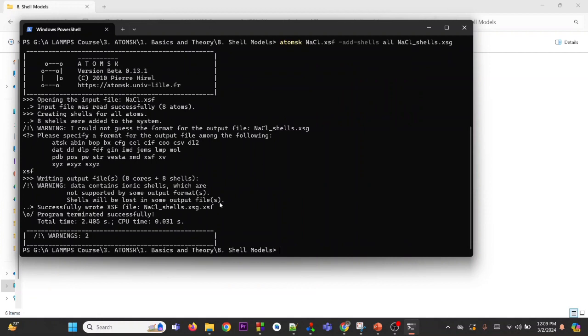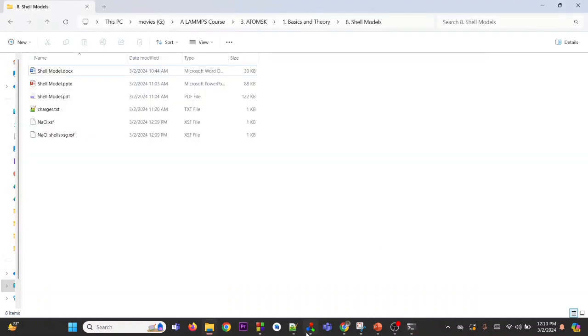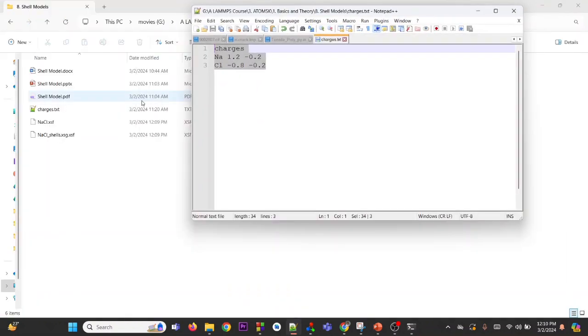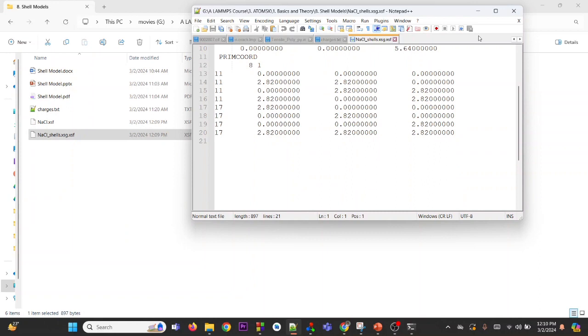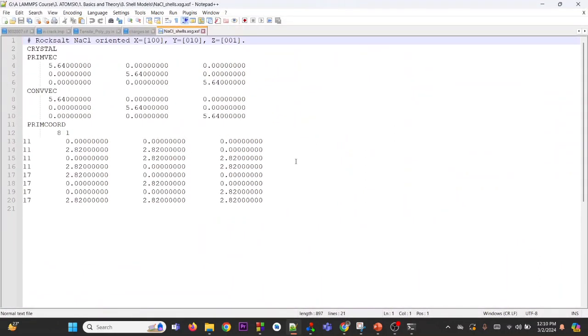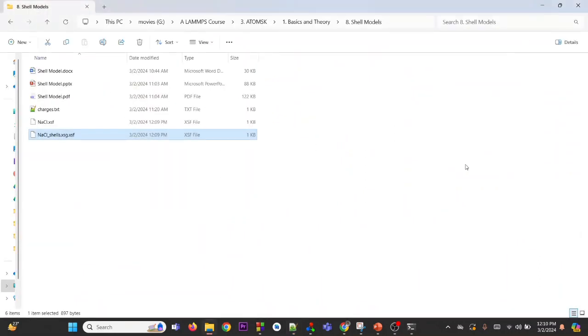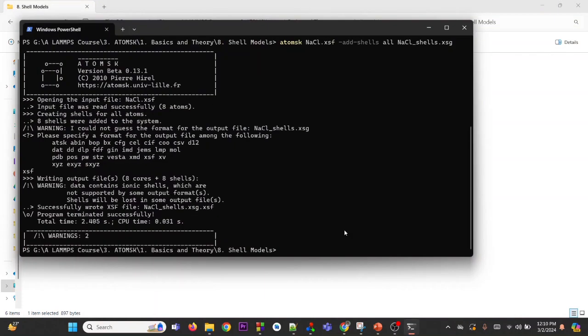So you see, here is a warning: data contains ionic shells which are not supported by some output formats. Shells will be lost in some output files. This is very important, because if you read your structure with this, you will see that there is no information about the shells you have added, which means the information about shells has been lost. So what you need to do is store your information into a .gin file.